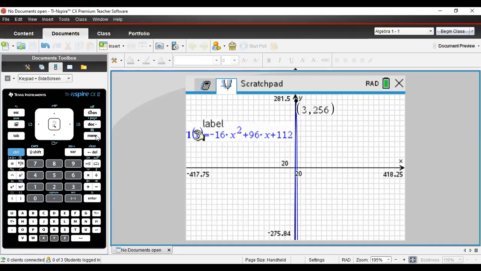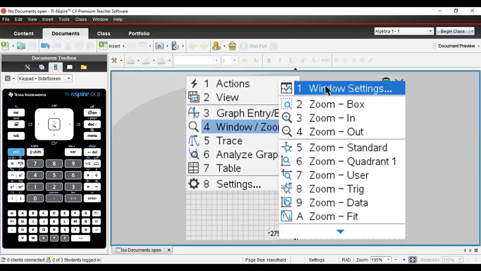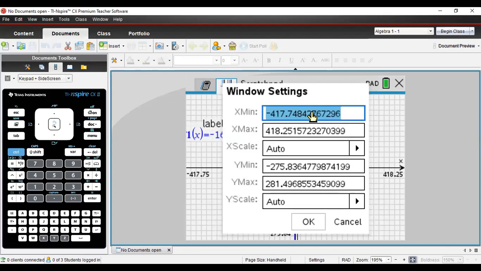So here, in order to change the window, I'm going to go menu, window, and then go up to window settings. And then I'm going to set the settings that I need. So for the time, remember, the x value can't be negative. You can't have negative time. So we're going to start at 0. And I'm going to go up to like 10 because it never takes more than 10 seconds for something to hit the ground because it's going really fast. So you don't have to make it too large. In fact, you could probably make it less than 10, but I'm going to leave it at 10. Now, we know that the maximum is 256.